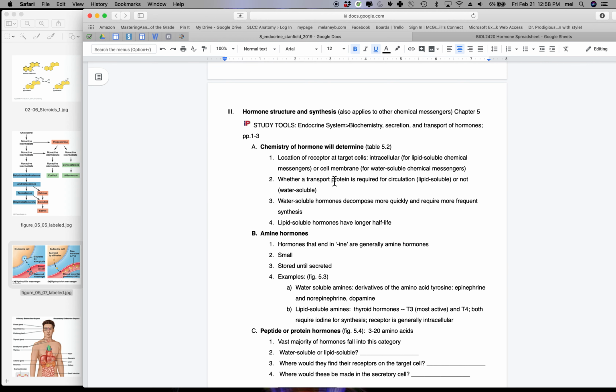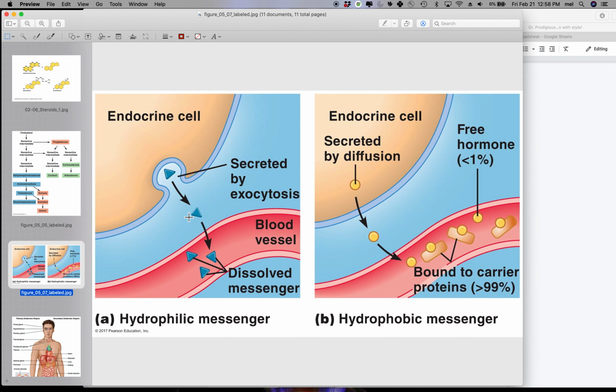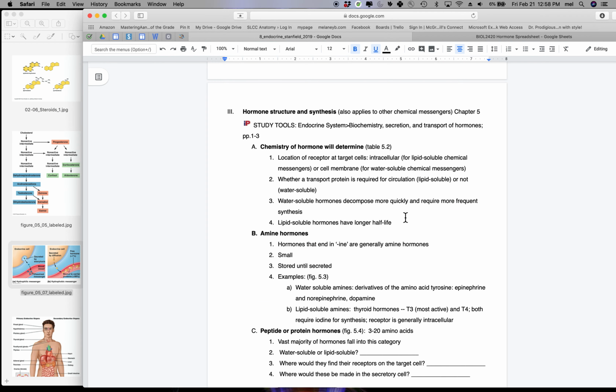A transport protein or escort protein is often required to get them through circulation, whereas a water-soluble chemical messenger goes straight into the blood plasma and it pretty much stays in the blood plasma until you get to a location where either it has a means of getting out, like a porous capillary, or a transport protein to get it out. So this one needs an escort or else it will not get from point A to point B.